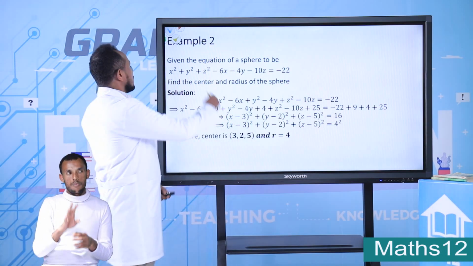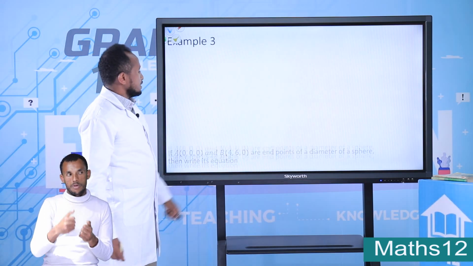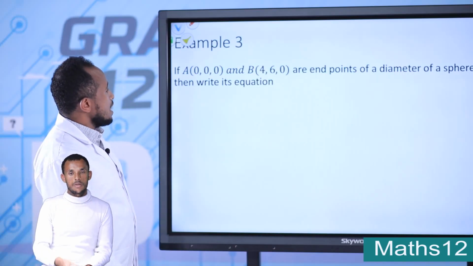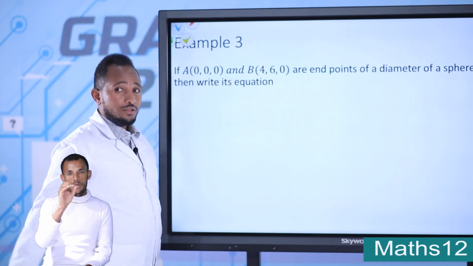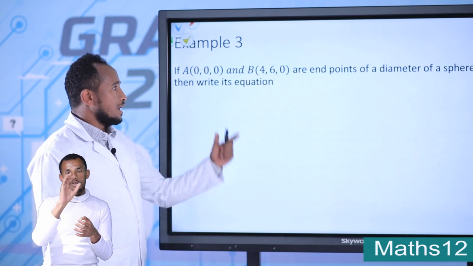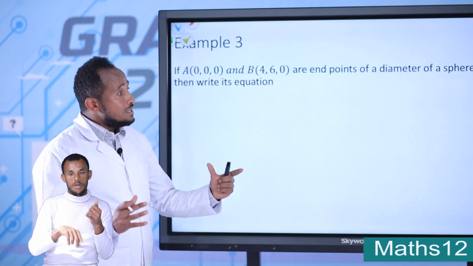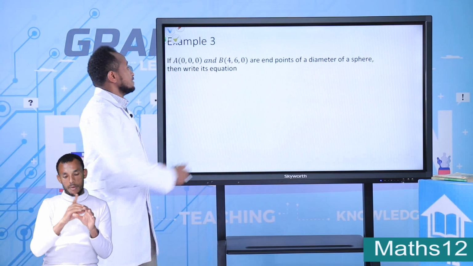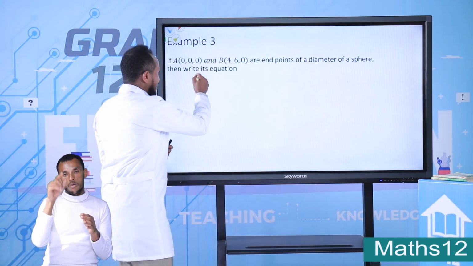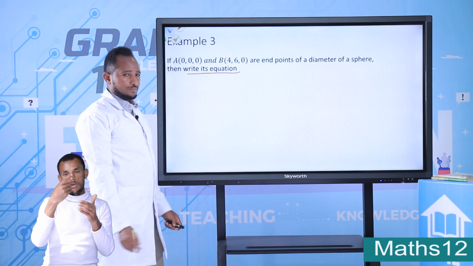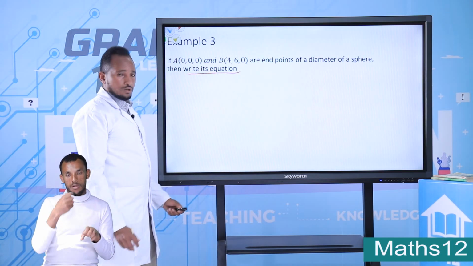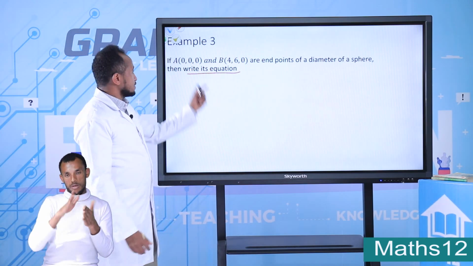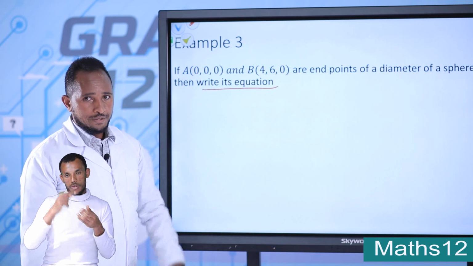So that's it. Now let's proceed to an additional example. Let's see this one. If A is (0, 0, 0) and the coordinate of B is (4, 6, 0), these are the endpoints of the diameter of a sphere. We are asked to find or write the equation of the sphere. To write the equation of a sphere, we need a center and radius. In this case, we are given the endpoints of the diameter.